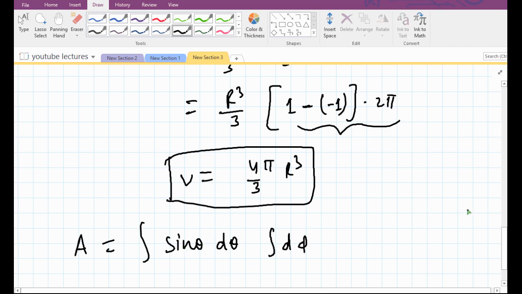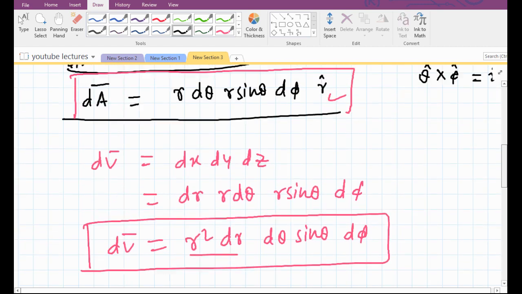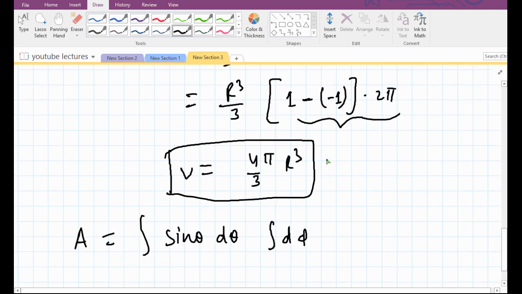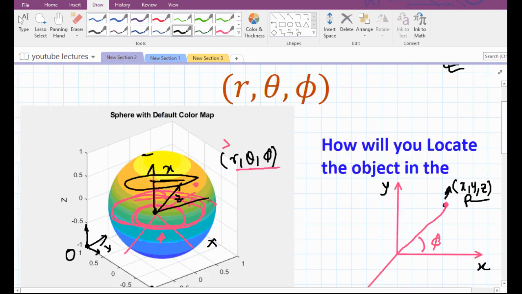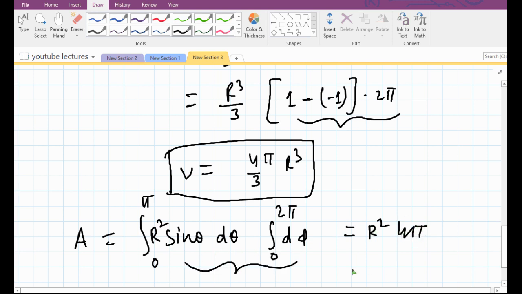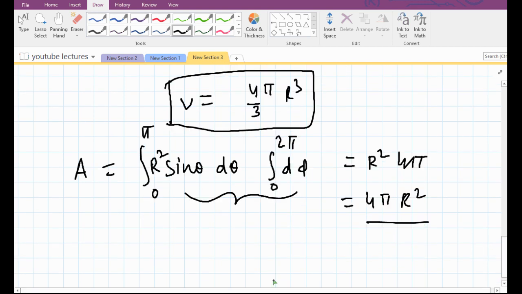Here you have to represent it: this is my r, r into r gives you r², and because the length from the center to the surface is fixed, it's not changing, I can write it as R². Now φ runs from 0 to 2π and θ runs from 0 to π. R² is fixed. Now I know what this integral gives me, that is 4π. So I have a beautiful equation: the area of a sphere is 4πR².